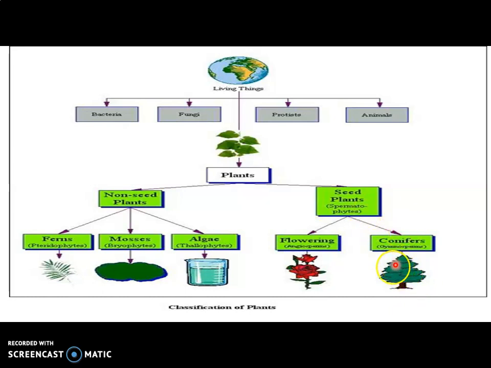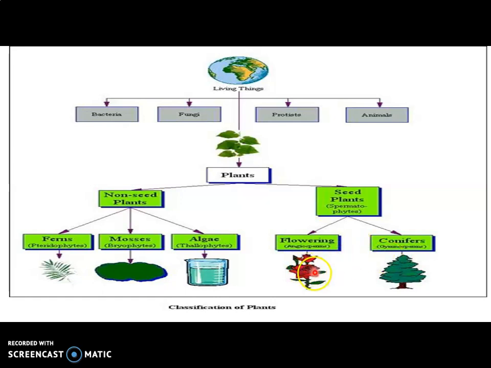That's a certain characteristic about them. So they bear naked seed. Remember, gymno, naked; angio, closed. So they bear naked seed, and they have needle-like leaves. If you have seen a conifer or a pine tree, or you have seen cedars, you see that their leaves are always in a needle-like form.